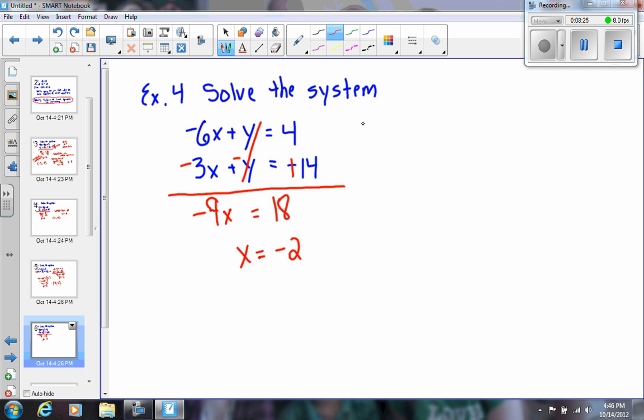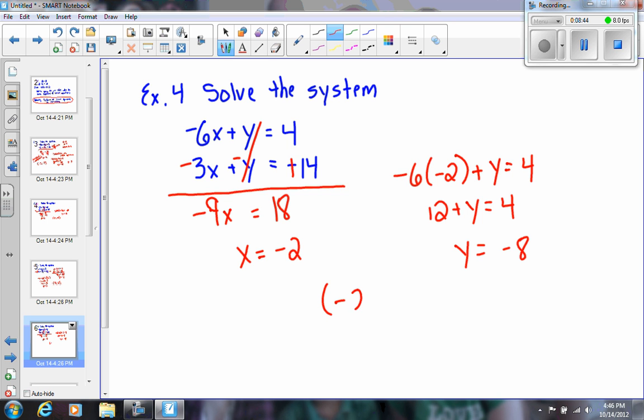Now I need to find y, so I'm going to put it into the top equation, but it wouldn't matter which one. Negative 6 times negative 2 plus y equals 4. So we have 12 plus y equals 4. Subtract 12 from both sides, and you get y equals negative 8. So my solution is negative 2, negative 8. Again, that means this system would be consistent and independent because I get one unique solution, which means if I graph these two lines, they will cross at the point negative 2, negative 8.